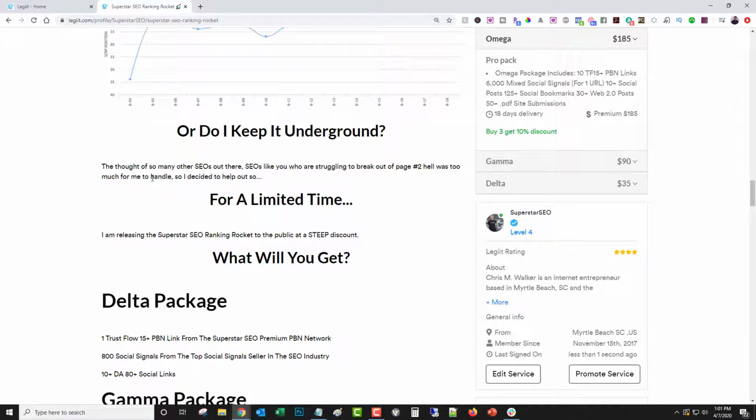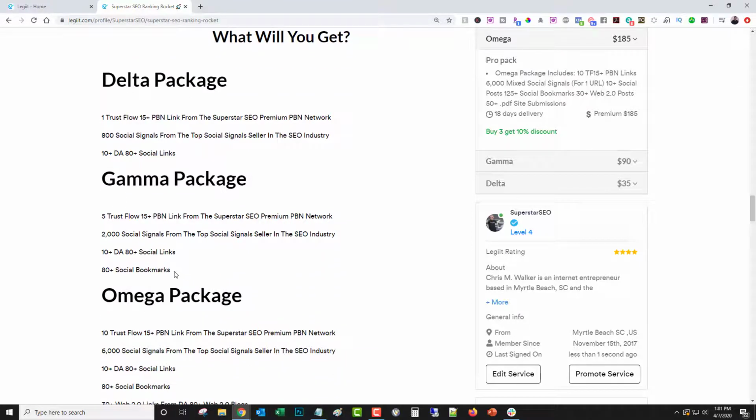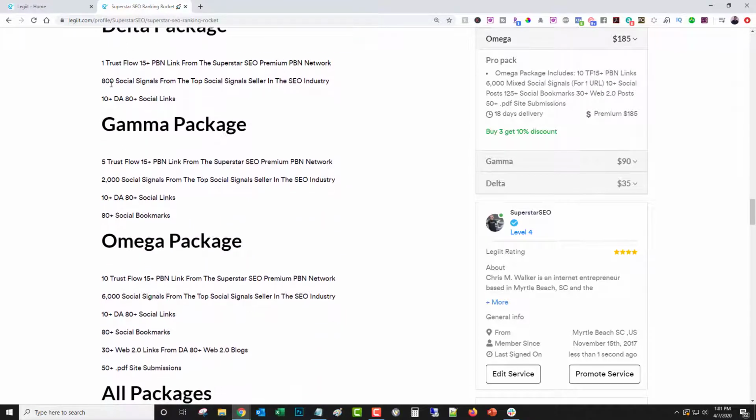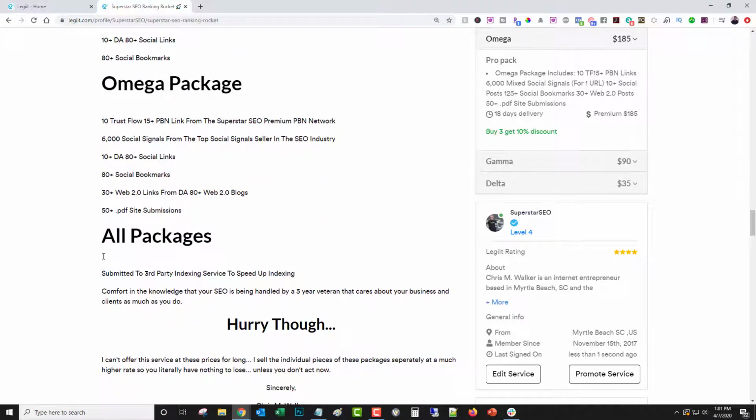What will you get? Just for the sake of the marketplace and their rules, it's best to make sure that you list specifically, and in as simple a language as possible, what they're going to get. I break out each of the packages here, and then I say what you'll get with all the packages, and then I add something to make them feel safe again.